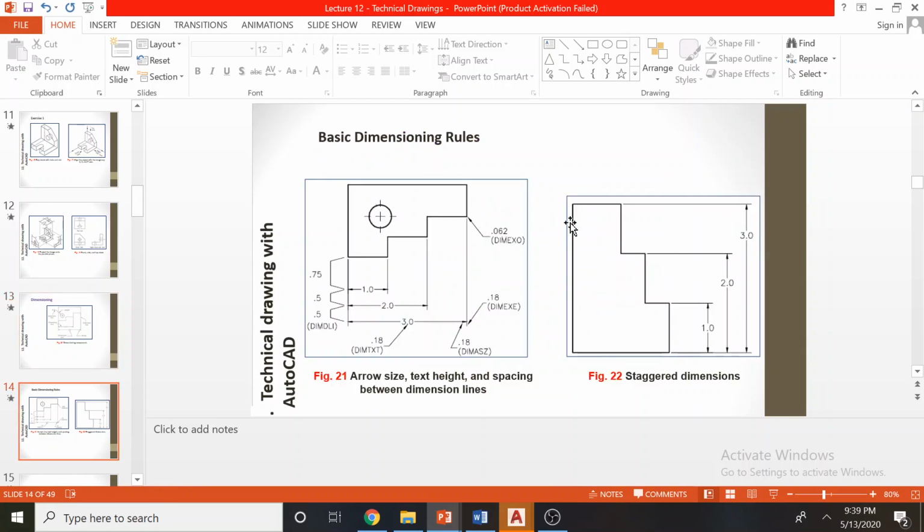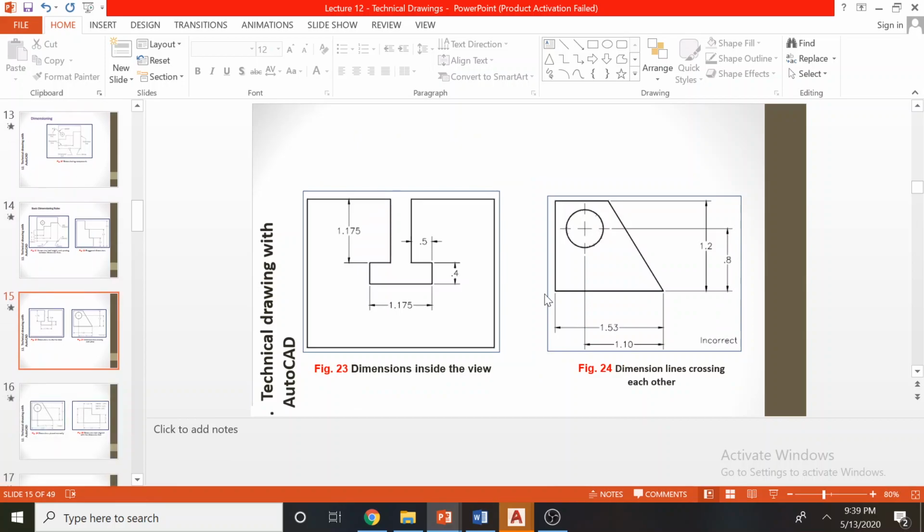And talking about some fundamental dimension rules. Now these dimension parameters can be changed from these keywords also in AutoCAD, but we didn't use these commands. In the early days people used these commands to adjust the parameters. Now we have the GUI, so there will be no problems.